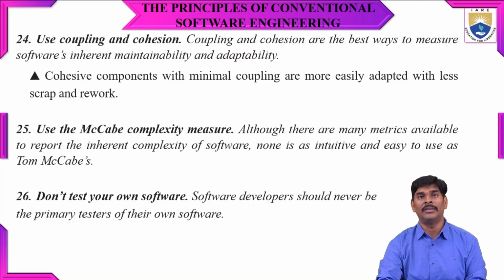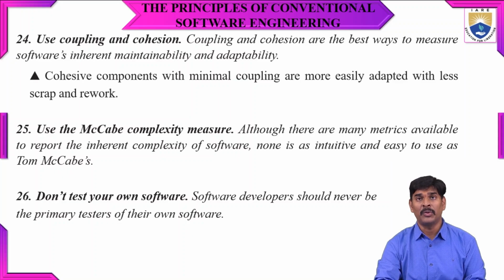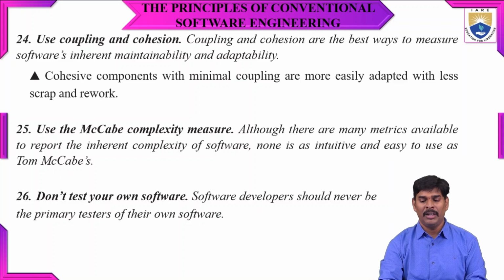So we know that coupling and cohesion. Coupling can be used in an effective manner. Loose coupling and tight coupling can be there, and coupling and cohesion are mainly used to measure the software's inherent maintainability and adaptability. The ultimate goal of coupling and cohesion is to minimize the scrap as well as the rework.